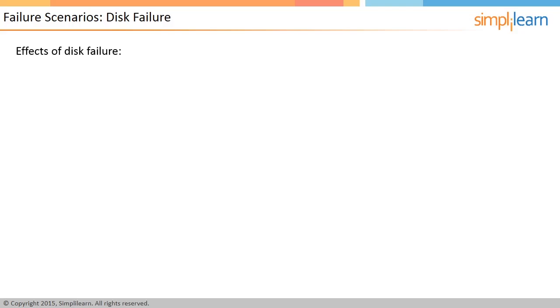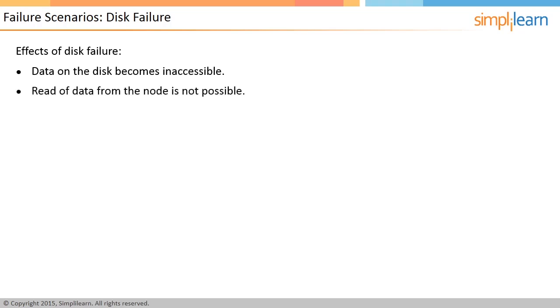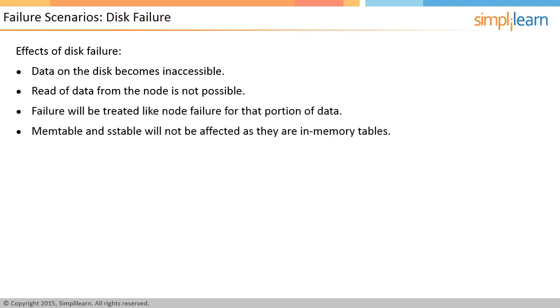When a disk becomes corrupt, Cassandra detects the problem and takes corrective action. The data on the disk becomes inaccessible, and read of data from the node is not possible. This issue will be treated like node failure for that portion of data. Memtable and SSTable will not be affected as they are in-memory tables. Commit log has replicas, and they will be used for recovery.